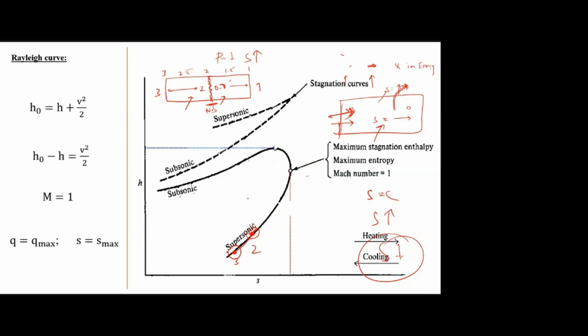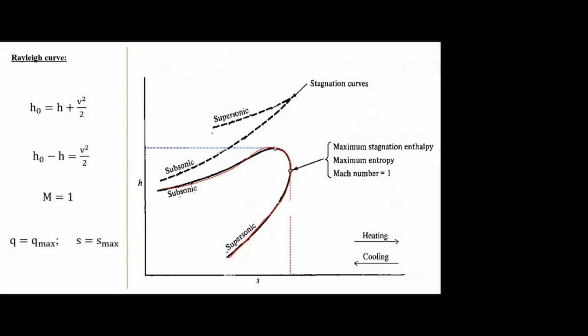So from 2 to 0.7, then 0.7 to 1, like that we are getting the curve. So here I have mentioned the stagnation curve also. You know the relation between stagnation enthalpy and static enthalpy. It's just the energy equation: H naught is equal to H plus V square by 2, so H naught minus H is equal to V square by 2.